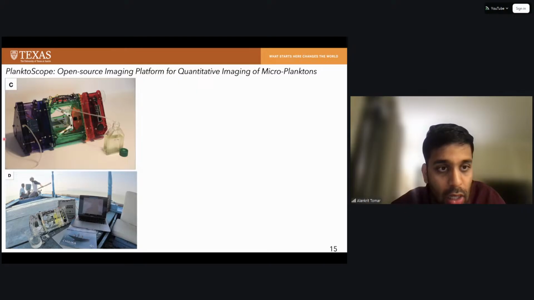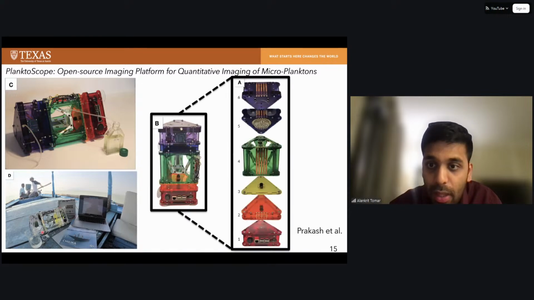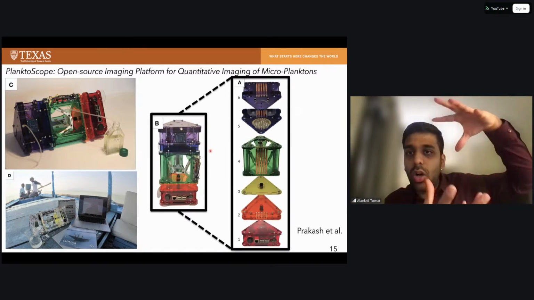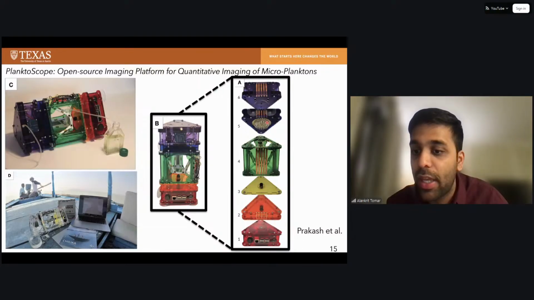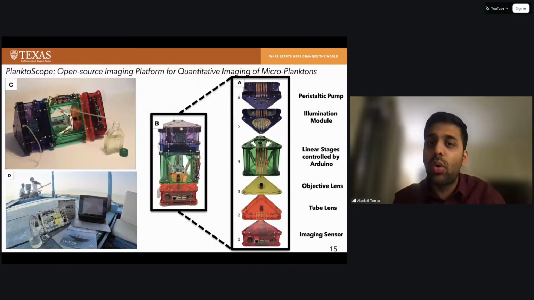So this is the device here. It's a very small, compact device. And this is Dr. Manu Prakash. He's taken this planktoscope to Lake Chilika, where he's investigating water samples. And this is what the stack of this entire device looks like. It's pretty simple. And again, I won't go into the details.